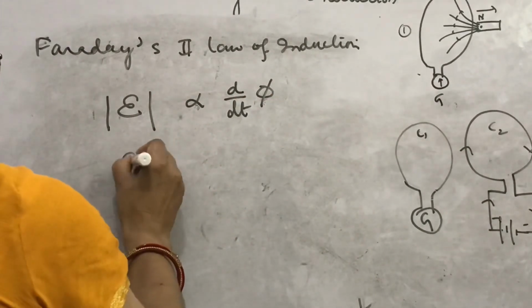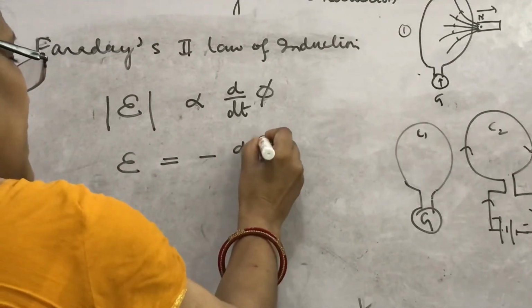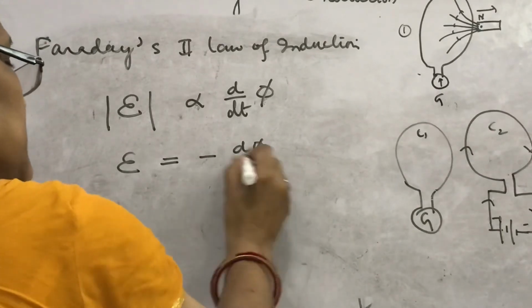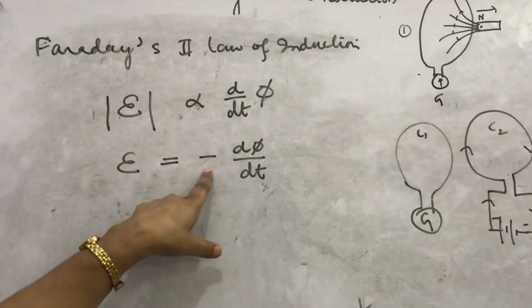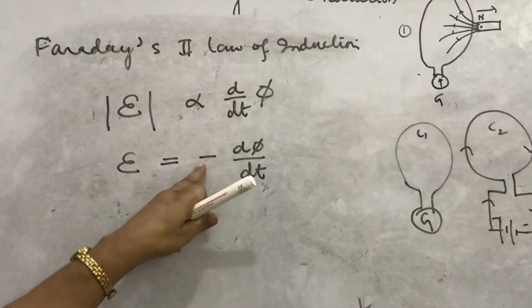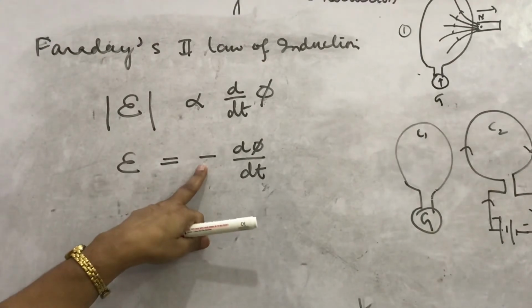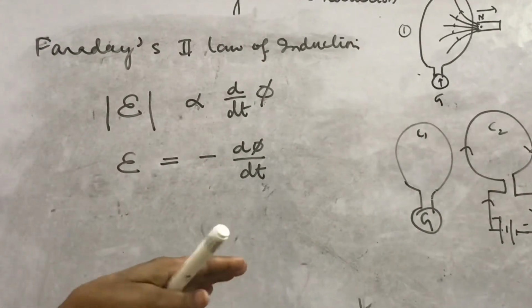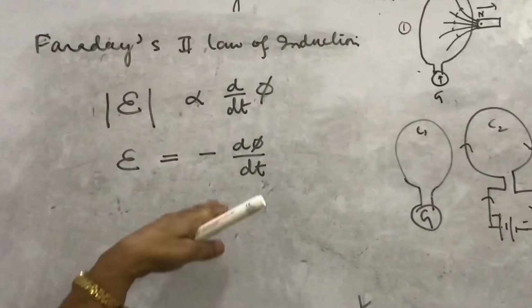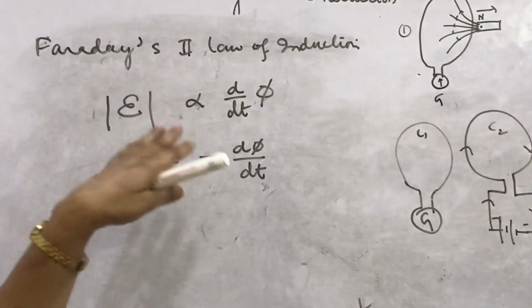We can write this as EMF equal to minus d phi by dt. This minus sign has its own importance and it is used to express the direction of the induced current by Lenz's rule. Lenz's rule tells the direction of induced current, we will discuss it later on. So what is Faraday's first law?